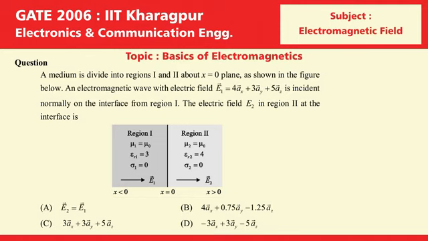from region 1. The electric field E2 in region 2 at the interface is option A E2 equal to E1, option B 4ax plus 0.75 ay minus 1.25 az, option C 3ax plus 3ay plus 5 az, option D minus 3ax plus 3ay minus 5 az.